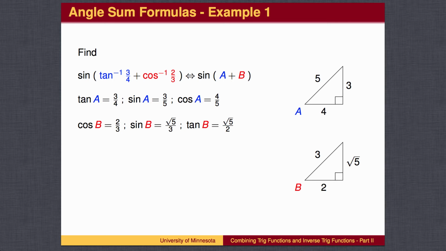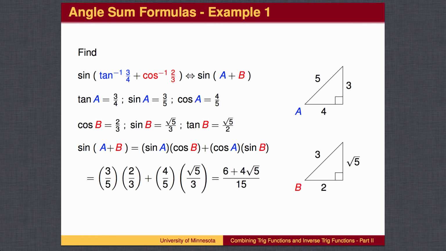You may wish to pause the recording at this point to find the missing values. Here are the values for the sine and cosine of the blue angle A and the sine and tangent of the red angle B. We are now ready for the sine of angle plus angle formula. We need to look up 4 values to insert into the formula. These values are found on the middle 2 lines. After plugging in the correct values, we simplify to get the final answer.